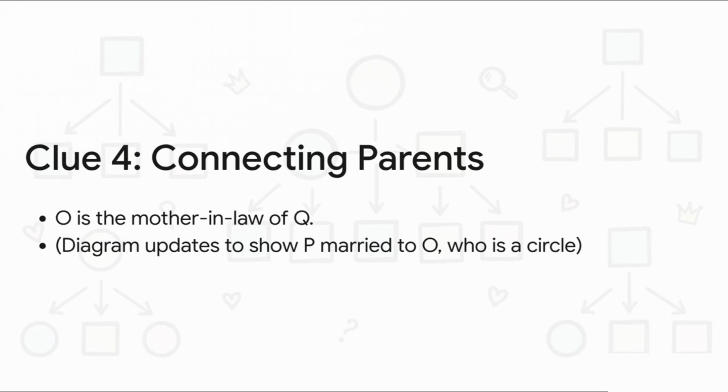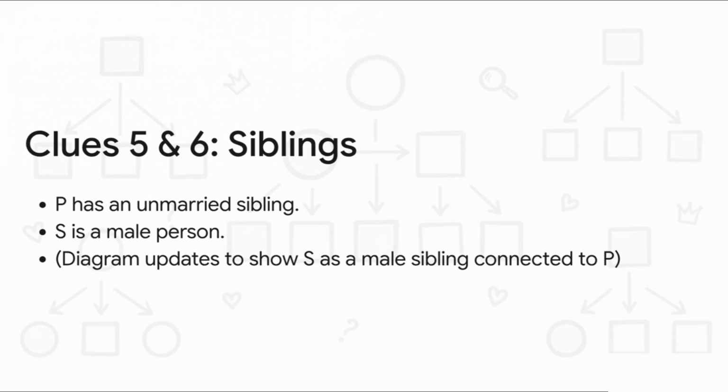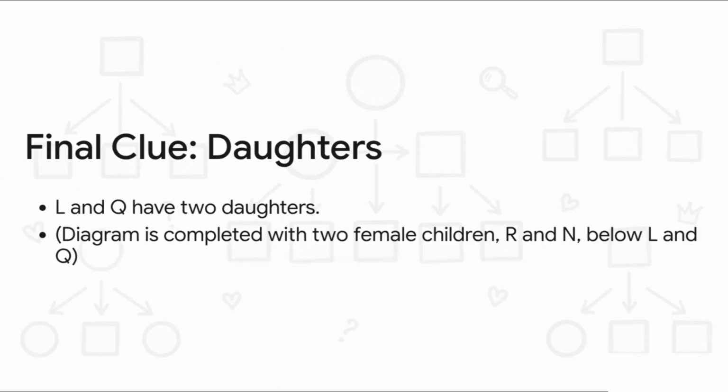O is the mother-in-law of Q. Okay, so if L is Q's husband, then O must be L's mom. We already know P is one of L's parents, so that means P and O have to be a married couple. It's all starting to connect, isn't it? Almost there. Just 2 clues to go. We're told P has an unmarried sibling, and S is a male person. Let's put those together. S must be P's unmarried brother, so we'll draw him right next to P on that top generation.